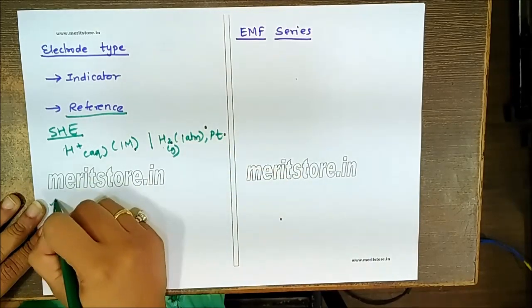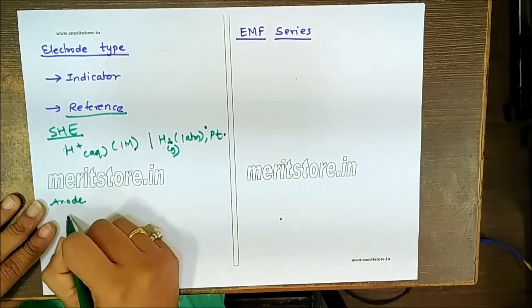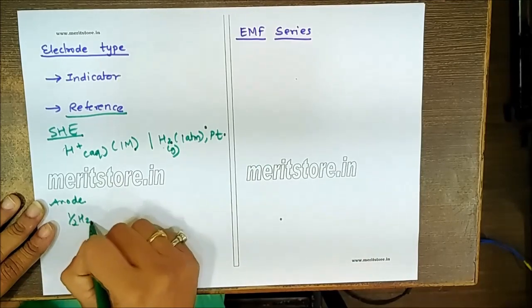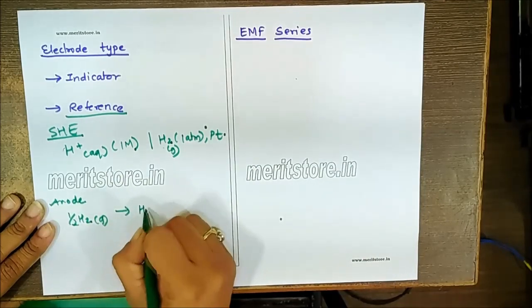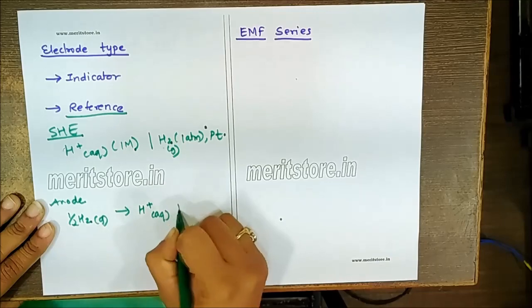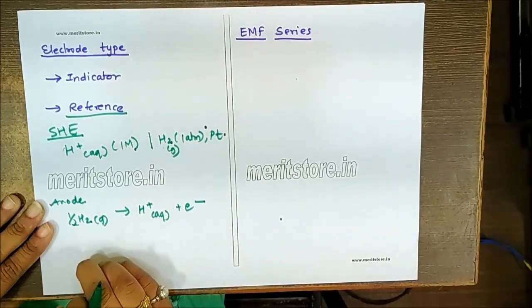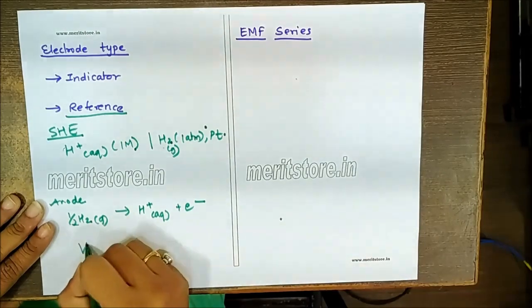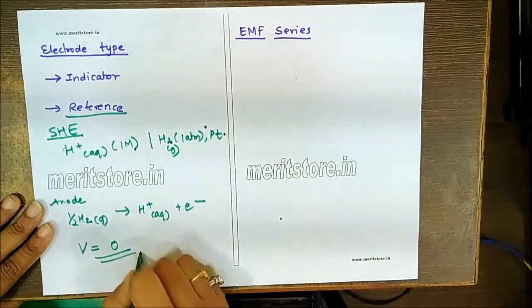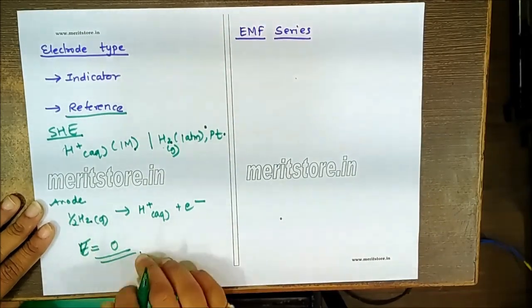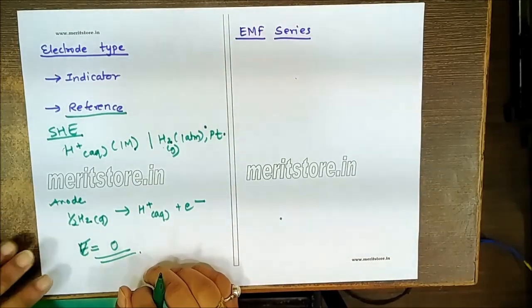You can write the anodic reaction, that's the oxidation reaction, half H2 gas giving H+ aqueous plus an electron. The opposite reaction occurs if you connect this as a cathode. The potential of this is generally taken as 0. The standard EMF of this reaction is taken as 0.